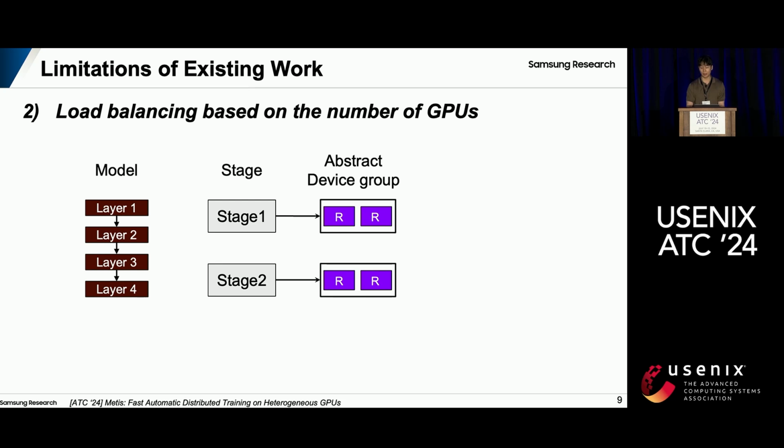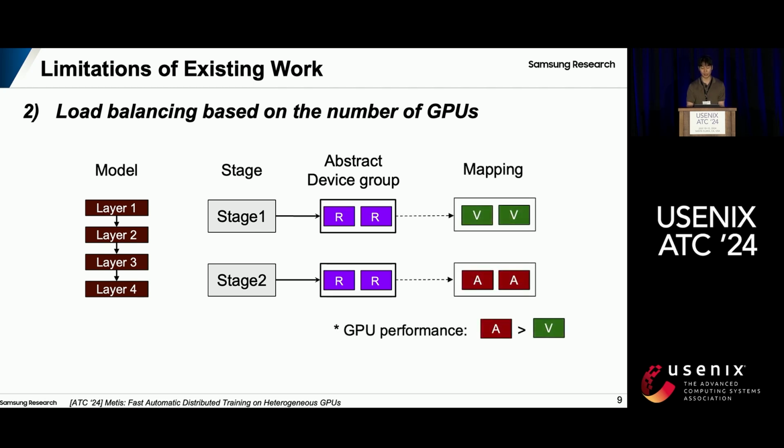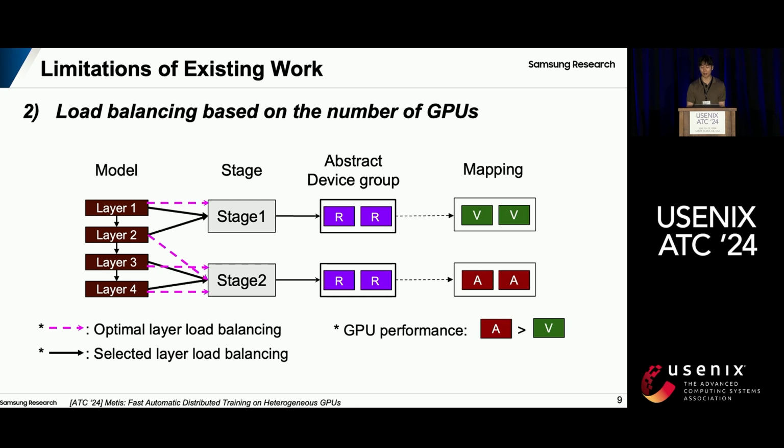Second, they have a limitation in load balancing. To illustrate this, let's assume that there are two stages, and stage 1 is assigned to two V GPUs, and stage 2 is assigned to two A GPUs. In this mapping, the optimal layer load balancing is to allocate more layers to stage 2 than stage 1 because the computing power of GPU A is higher than that of GPU V. However, the existing work just evenly balances the layers across stages based on the number of GPUs because of the homogeneous GPU abstraction. As a result, they fail to find a more efficient load balancing plan on heterogeneous GPUs.